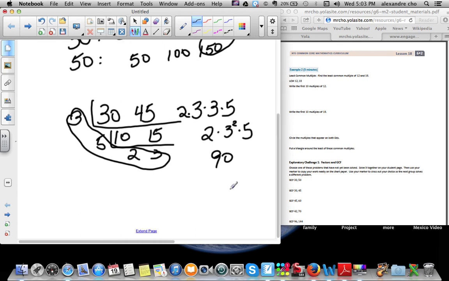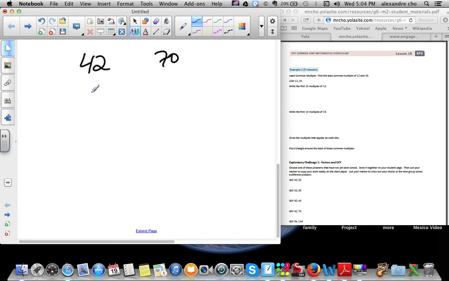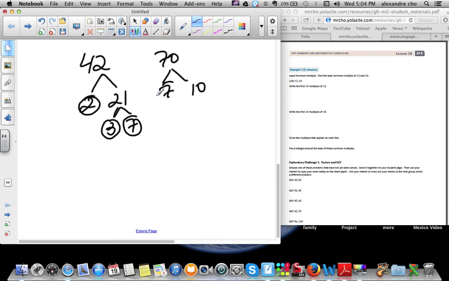And let's keep going, and I'll do 42 and 70. Let's do 42 and 70 this way. Hopefully, I'm not sure if I did this with you guys, but 42 is 2 and 21. 21 is 3 and 7, and we circle our primes, so we know we can stop. 70, you can pick 7 and 10. Prime, circle. 10 is 2 and 5.